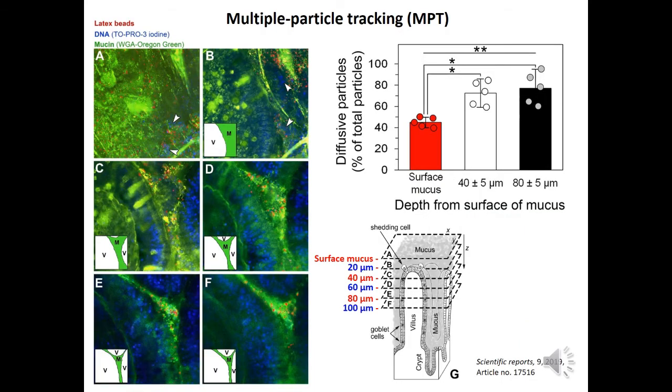In our experiment, the mucus which was located on the surface of the tissue was found much less permeable to particles than the mucus located 40 or 80 microns below the top, so between the villi. And this significant difference might have been due to the accumulation of the DNA in the mucus around the villi tips.